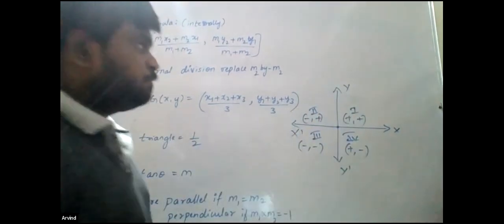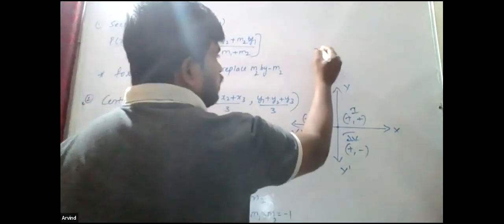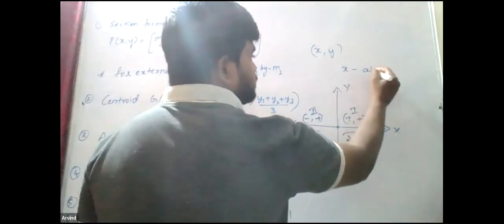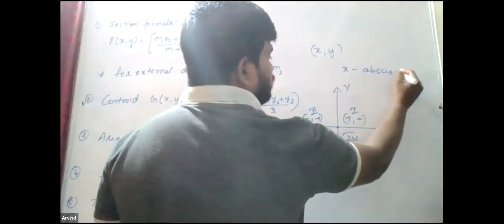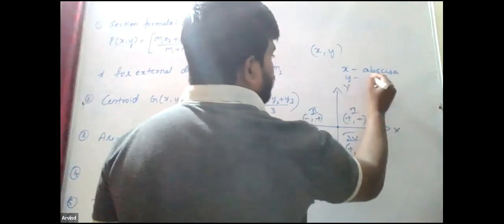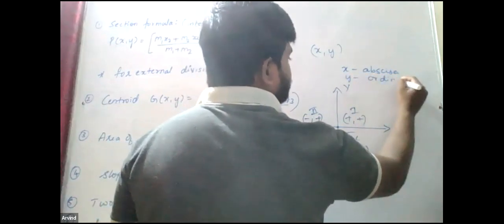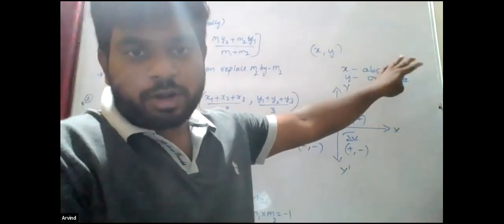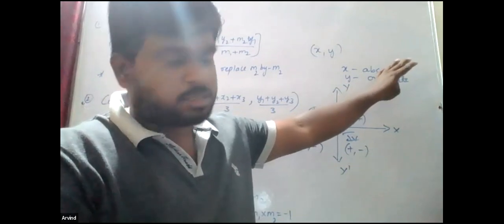Every point on the coordinate system is represented as x comma y. Only the x points are known as abscissa and the y points are known as ordinate. I hope you know all this stuff.